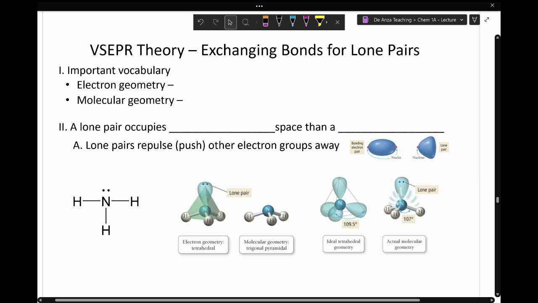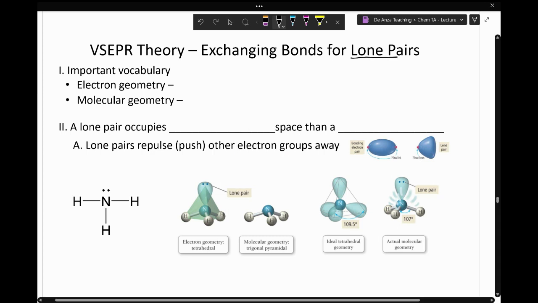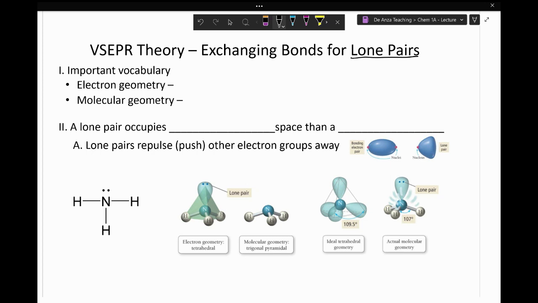All right. So now what we're going to do is, since we've talked about this valence shell electron pair repulsion theory, looking at only bonding groups representing our electron groups, we're going to look at exchanging those bonds for lone pairs. And so at this point, we have to define an important distinction between two different ways we're going to talk about shapes of molecules.